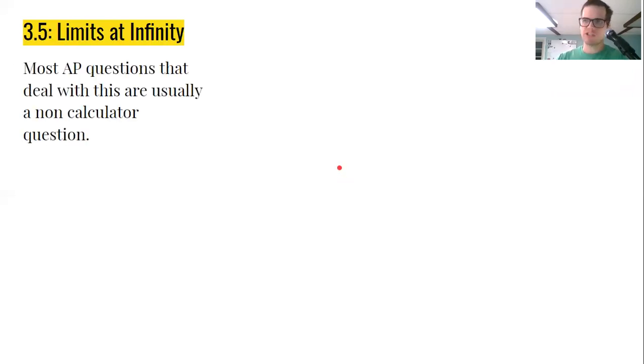Now, most AP questions that deal with something like this are usually non-calculator questions. Which basically means you have about 3 different ways that you can deal with something like this.